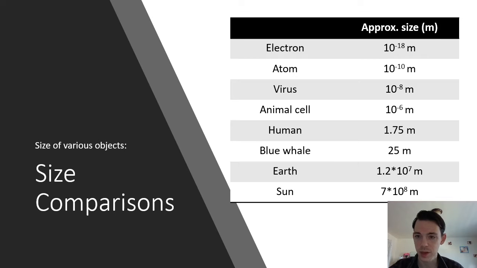The virus is about 100 times bigger than an atom. Animal cells are about 100 times bigger than that. And the human is over 1,000,000 times larger than the cell. So you guys know I like to graph things. So let's see what this looks like on a graph.